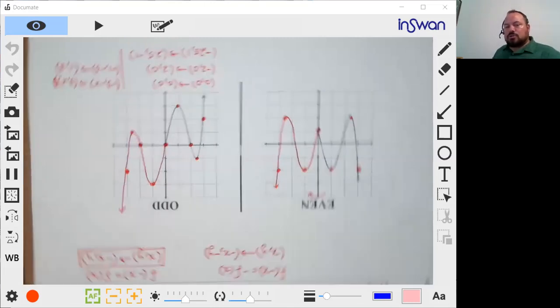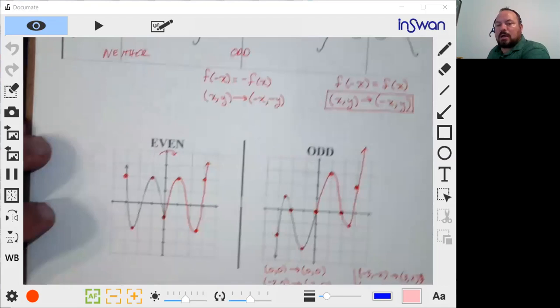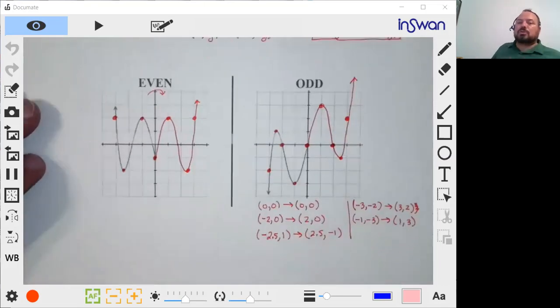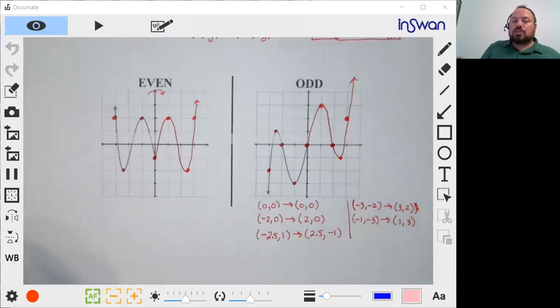So those are the things that we need to know about symmetries for even and odd functions, and those types of symmetries that we can have.